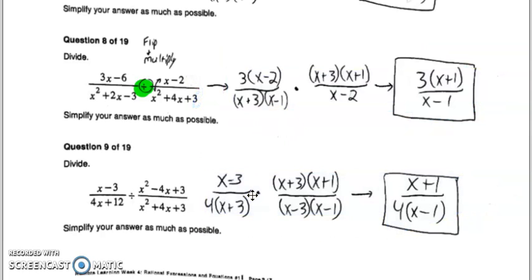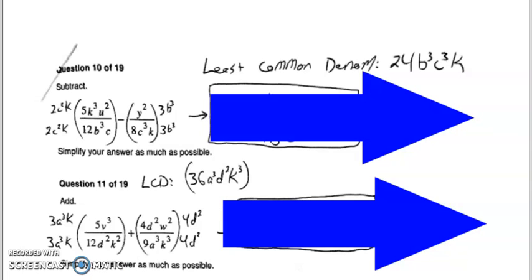So for both 8 and 9, you'll notice that the second fraction got flipped upside down. The first fraction did not get touched. And then we follow our same multiplication rules, where we look for terms up top and down below to cancel out. Onward. Now we're going to start getting a little bit more difficult here. We're going to do some adding, subtracting, and solving.